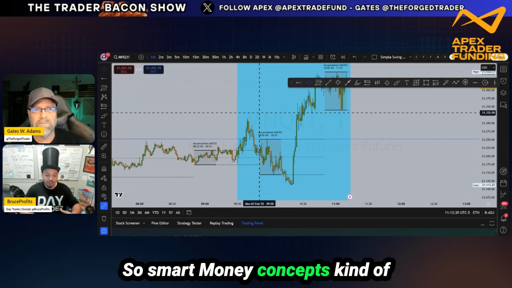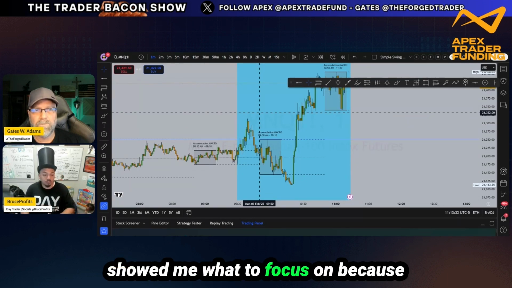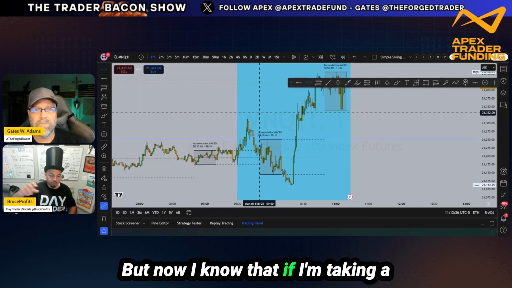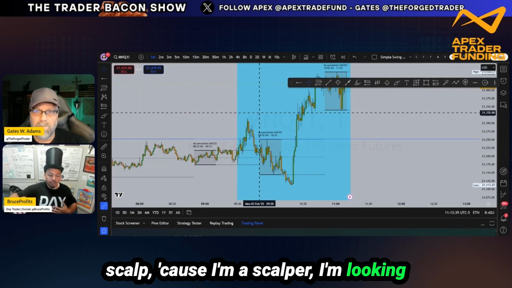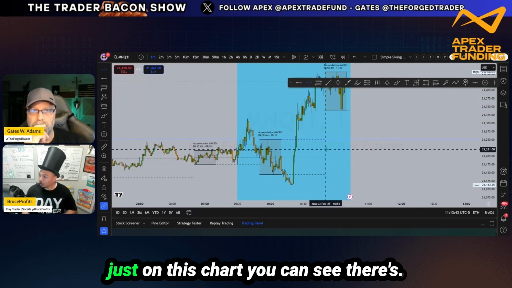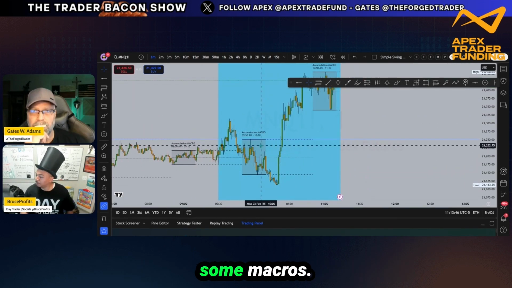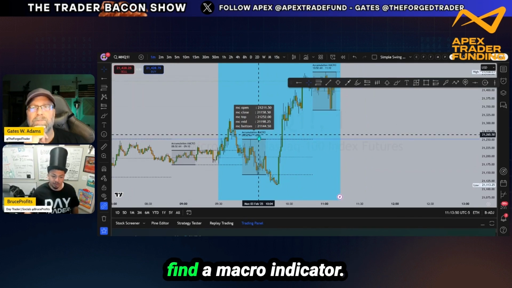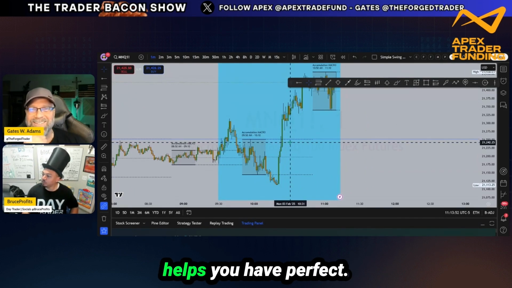So smart money concepts showed me what to focus on, because I had so many levels in the past. But now I know that if I'm taking a scalp, because I'm a scalper, I'm looking at my higher time frame, which will probably be the 15 minute or the 1 hour. Just on this chart, you can see there's some macros. These are the ICT macros. This is an indicator. You can type that in and find a macro indicator. And it just kind of helps.